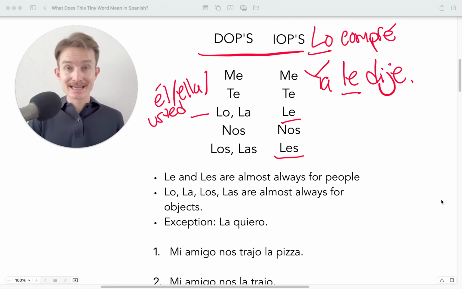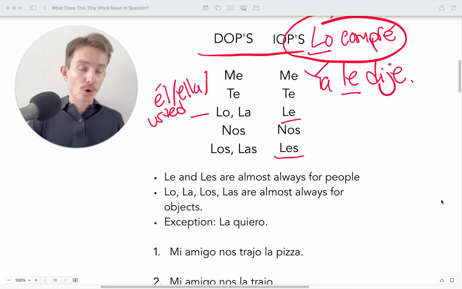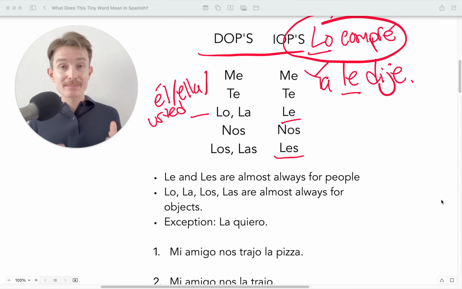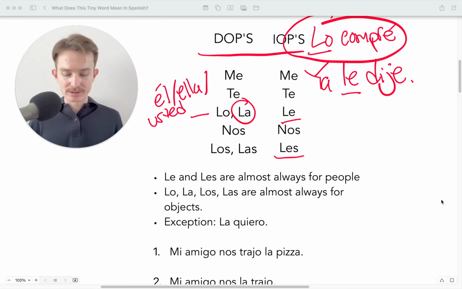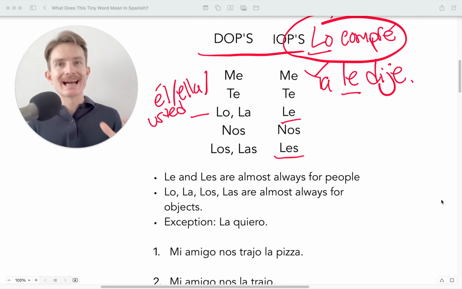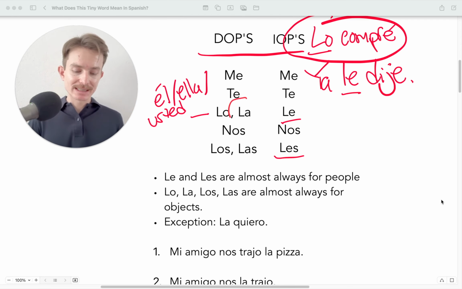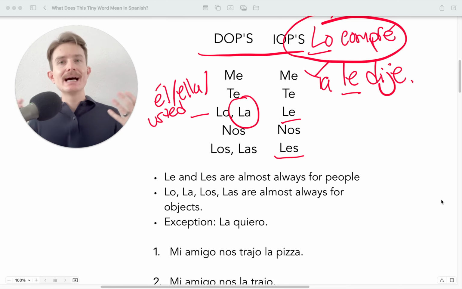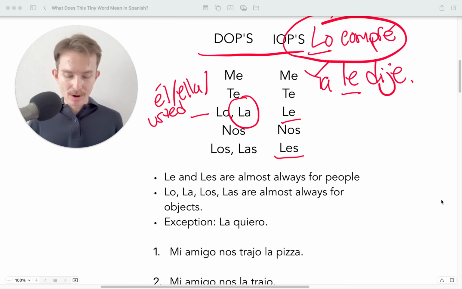So in that case, let's say I was talking about the refrigerator and then I said to you, lo compré, well, you would understand that I'm talking about the refrigerator. Now, lo, in this case, would translate to it. Okay, I bought it. Same thing with la, for example. So let's say I was talking about una botella, a bottle. Well, now, la botella would become just la, so I could say something like la compré, I bought it.